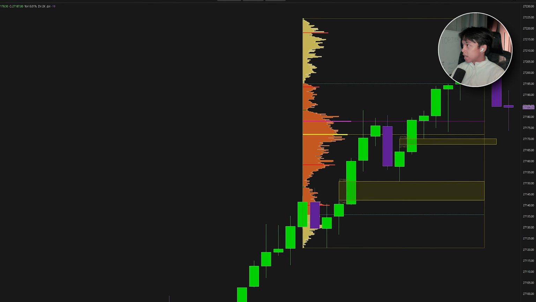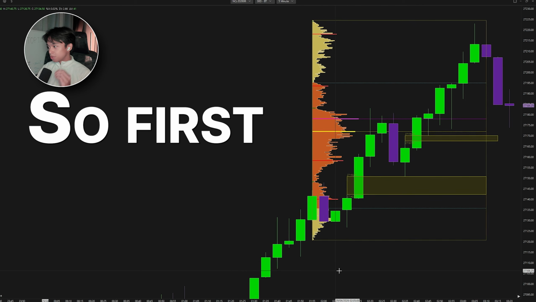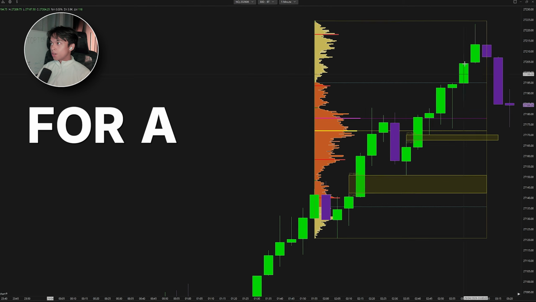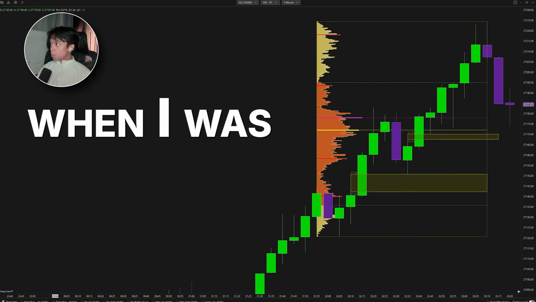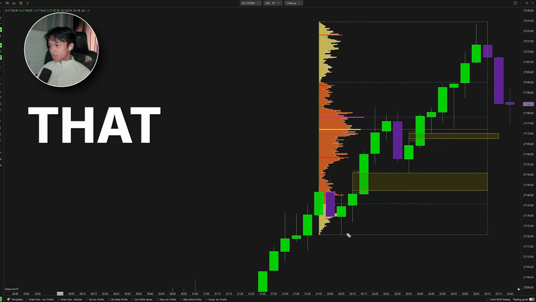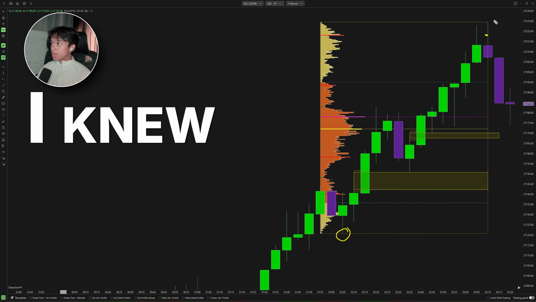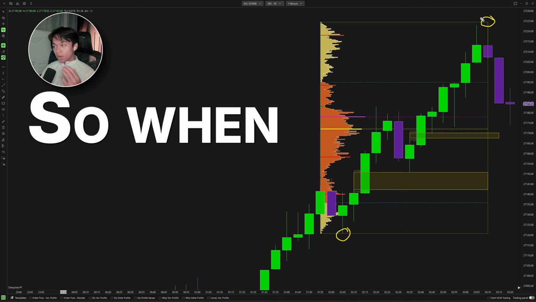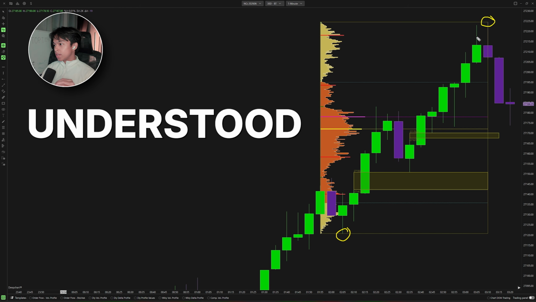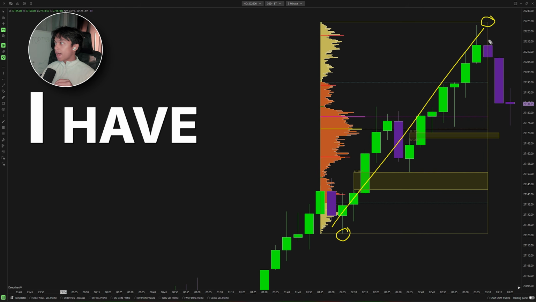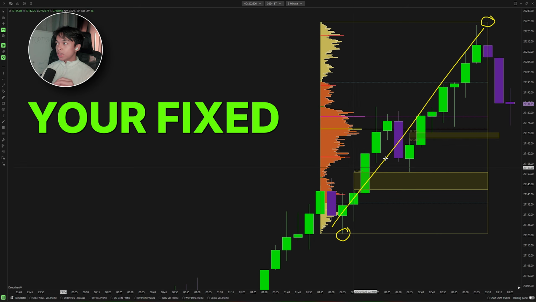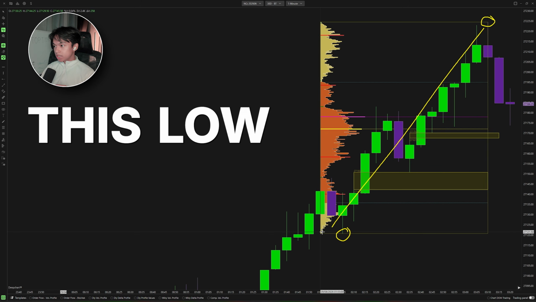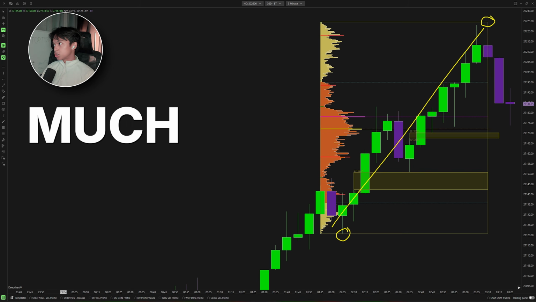So remember what I showed you guys a while ago. Let me make it simple for you guys. A very simple process that you can copy, which you can pretty much steal. So first, you have to be looking for a fixed range. When I was looking at this, I already knew that this was a low. And looking at this, I knew that this was going to be the high. So when I saw that, I already understood that with this range that I have, you want to be plotting your fixed range volume profile from this low to this high, which I pretty much marked.